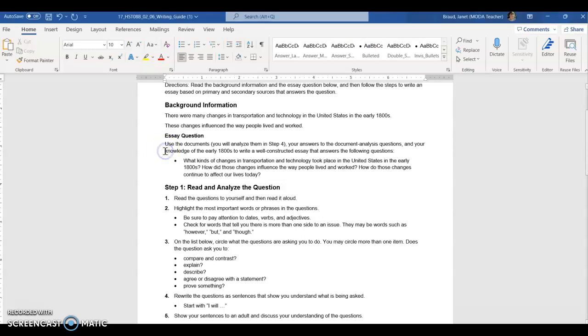So using the documents, you will analyze them in step 4. So that tells me I am going to have some documents that I need to look at. Your answers to the document analysis questions. So I'm going to be answering some questions. And your knowledge of the early 1800s. So apparently I need to have some knowledge about the early 1800s to write a well-constructed essay that answers the following questions. So it's telling me what it is that I'm going to have to write.